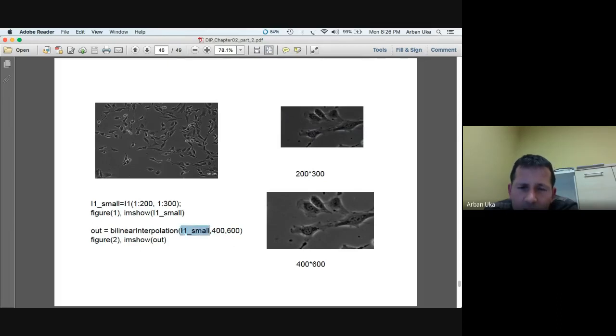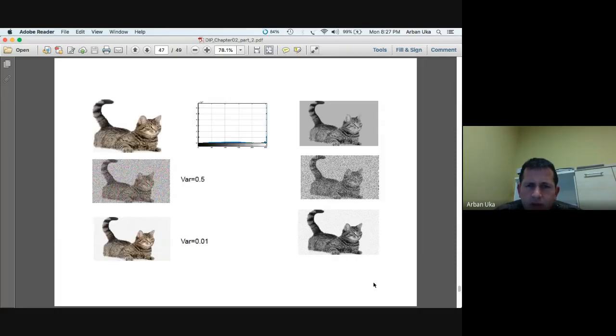We expand this to 400 by 400 using bilinear interpolation. Linear interpolation is a good way to fill in the new pixels which are going to appear in the modified image. Here is just an exercise in which we can run the code and see how this can develop.